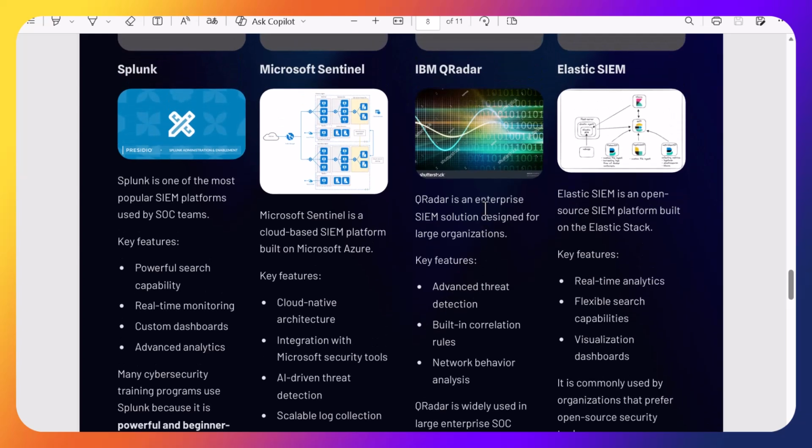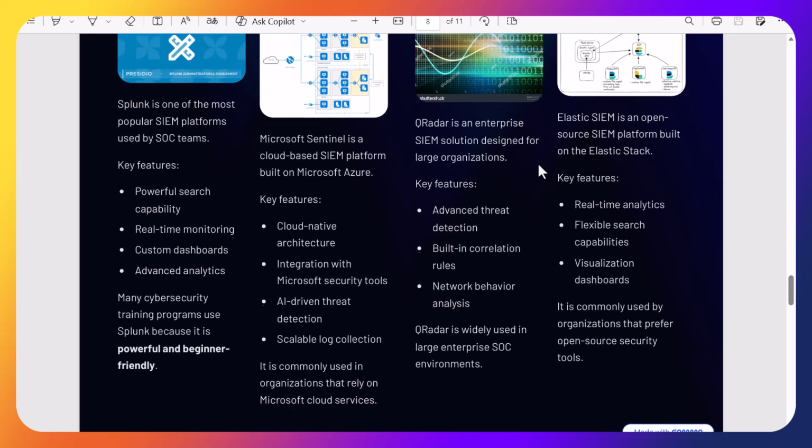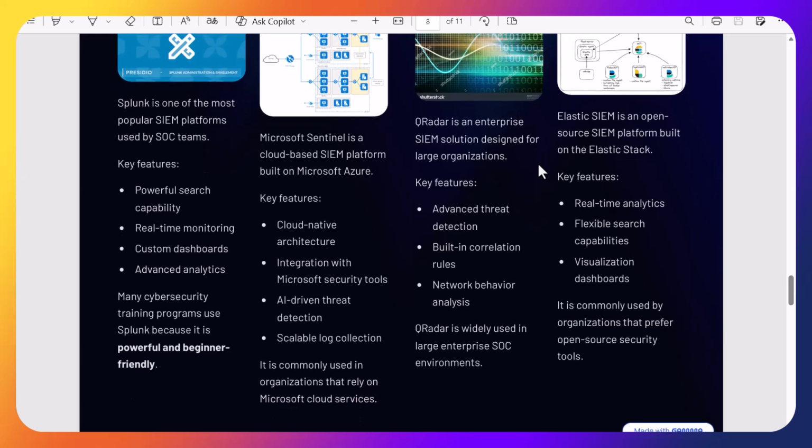Another good tool is IBM QRadar. QRadar is an enterprise level SIEM solution designed for large organizations. Key features include advanced threat detection, built in correlation rules, and network behavior analysis. It is widely used in large enterprise SOC environments.